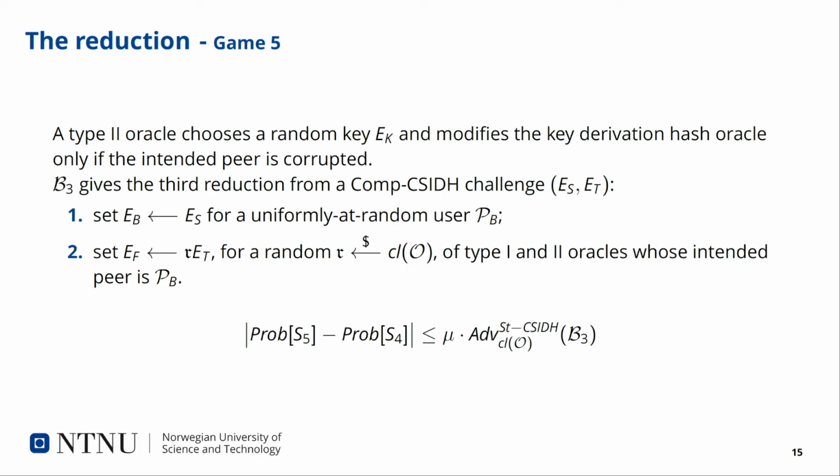In game 5, which is the last of our games, we deal with an initiator oracle that is unsure of its partner's honesty. So it's clear that this game is the complementary of game 3, in which we had a responder oracle which was in this same position. So, as it happened before, we embed the computational challenge in an analogous way, and again we introduce a linear tightness loss.